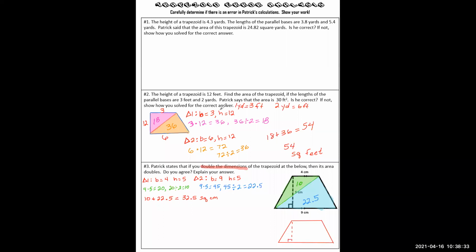All right, so if we doubled, let's go ahead and get these labeled. If we doubled the base here from this original base, 4 times 2 is 8. So we're saying that this base is 8. And then down here, this base was 9. If we double that, that makes that base 18. It's drawing it all weird down there, guys, but that's 18. And now if I double this height, it was 5, so that means my height is now 10.